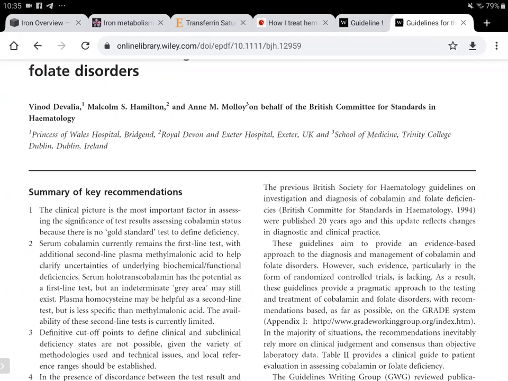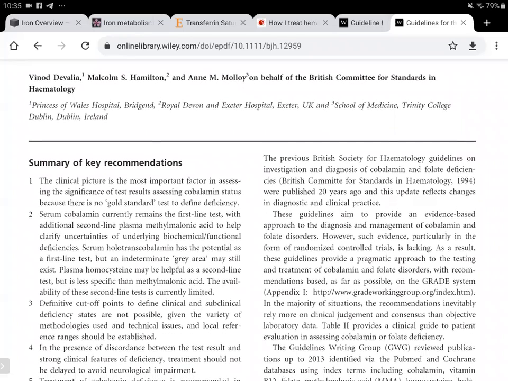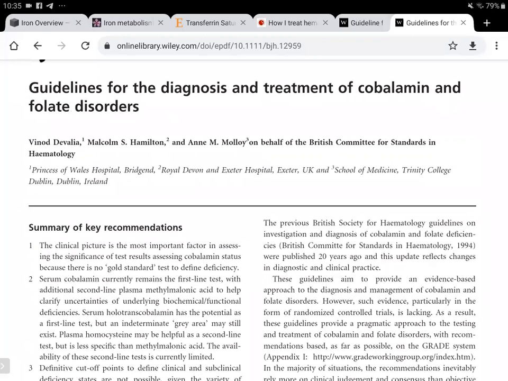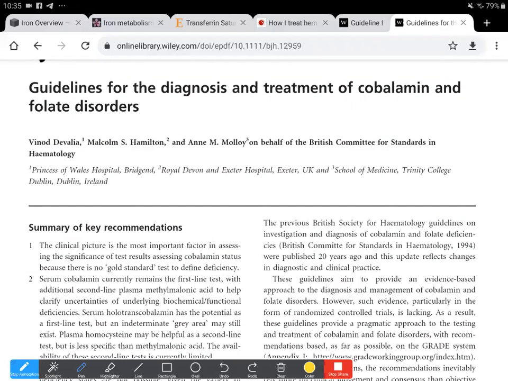Well, so fine. I think we'll just then move on. The summary of clinical key recommendations states that the clinical picture is the most important factor in assessing the significance of test results, assessing cobalamin status, because there is no gold standard test to define the deficiency. So for each of these deficiencies, that is the cobalamin and the folate disorders, there is no such gold standard test to define the deficiency. Therefore, the clinical picture is the most important factor. So, therefore, history taking would be the first line in the diagnosis.